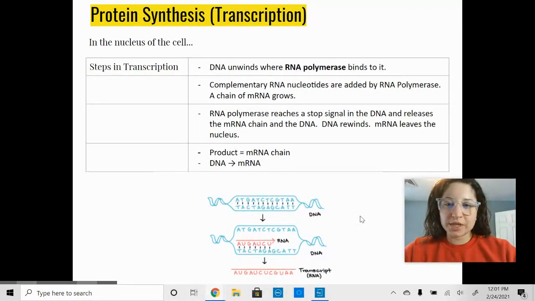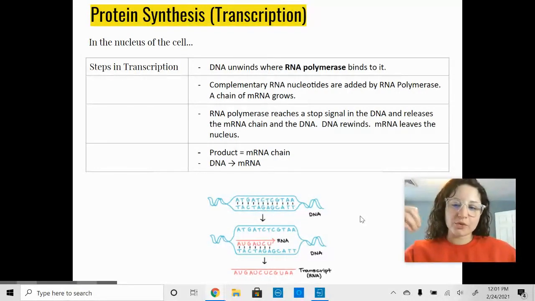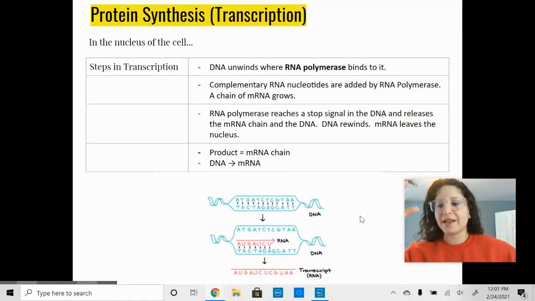But basically, once you reach a stop signal in the DNA, once the gene is done being transcribed, the RNA polymerase is going to release itself from the DNA, and the DNA is going to rewind itself back up, and you are left with your mRNA chain, which is a transcription product. So it says the same thing as the DNA. It's very similar to if I'm talking English with an American accent versus speaking English with a British accent. So very, very similar, says the same thing, means the same thing.